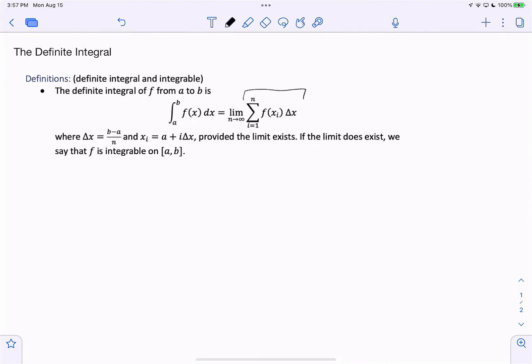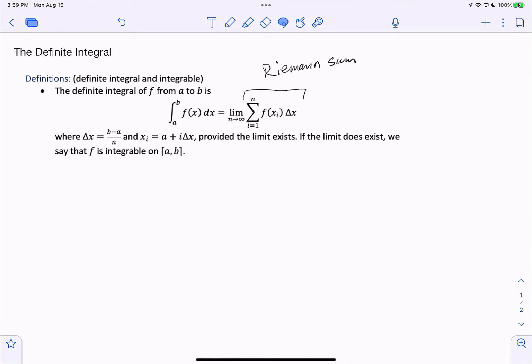This part here is what's known as a Riemann sum, although we won't refer to that very much at all, if at all. Delta x is (b minus a) over n, so the a and the b come from here. We take that interval and chop it up into n subintervals, and then the limit as n goes to infinity, of course. X sub i is a plus i times delta x. We have this definite integral provided the limit exists, and if it does exist, we say that f is integrable on [a, b], like differentiable, integrable.